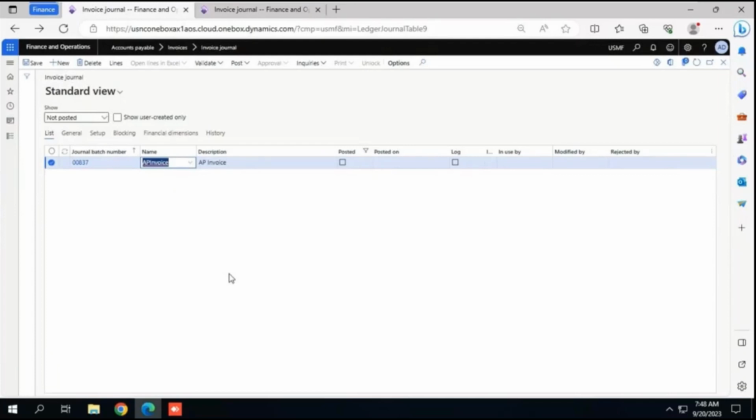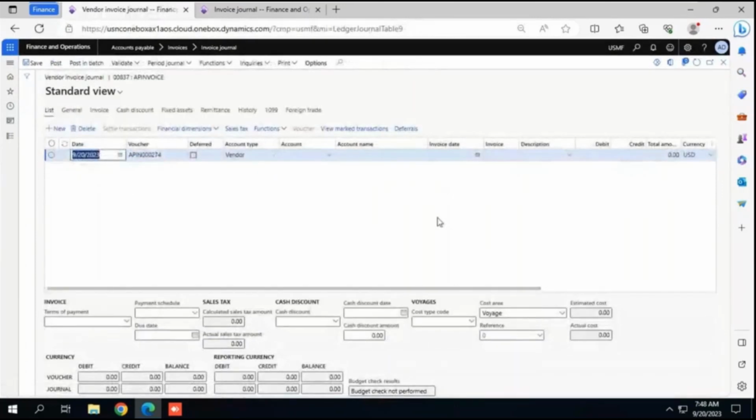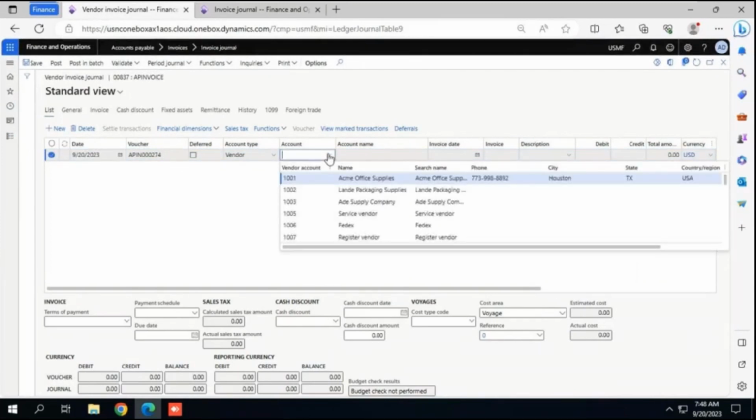Click on the new button, select the journal name. Where it is coming from, you will understand later. It is a configuration, how to do it I will explain later. You can click on this journal batch number or lines, anything is fine. It will open. The date is coming automatically. The voucher number is coming from somewhere else. I will explain all these things.